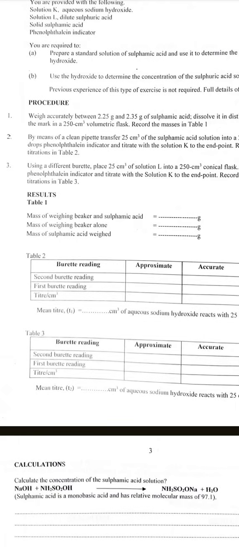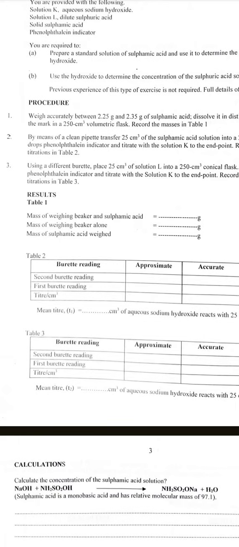Okay, now for the accurate titration, once you refill, your first burette reading should also be 0.0, provided you filled it to the 0 cm cube mark. Now you titrate again and perform the same procedure. You pipette 25 cm cube of the sulfamic acid into the conical flask, then add 2 to 3 drops of phenolphthalein and titrate again.